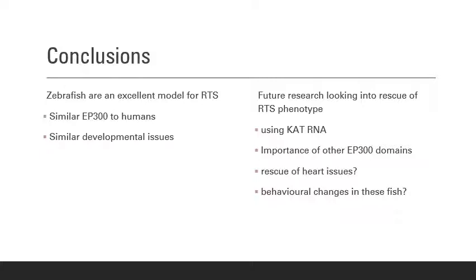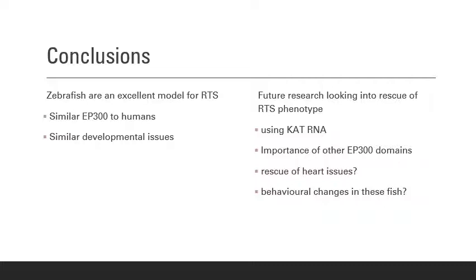Obviously, like we showed in EP300, there's a variety of other domains. And just because we insert cat domain doesn't mean that those other domains don't have other functions. So what other developmental issues would be left as a result of not fixing the main problem, which is the lack of EP300 activity as a whole?